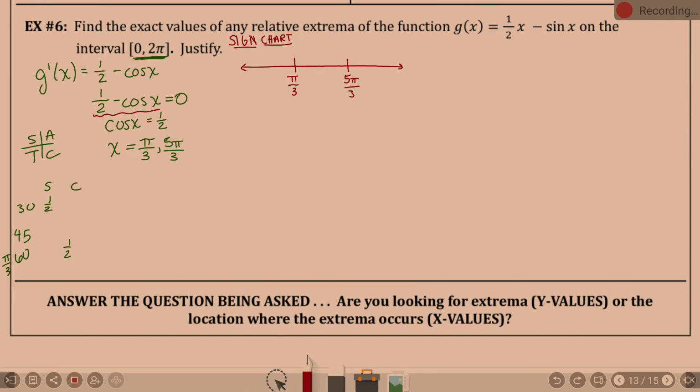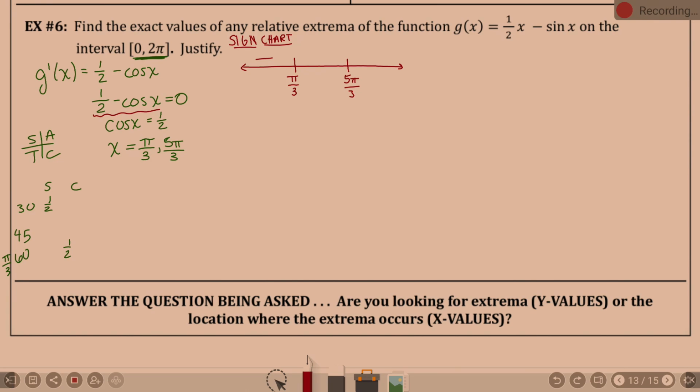If we use 0, the cosine at 0 is 1. 1 half minus 1 is negative. Are you with me? Yes, I think so. And my answer key agrees. Whew. Okay, thank the Lord.